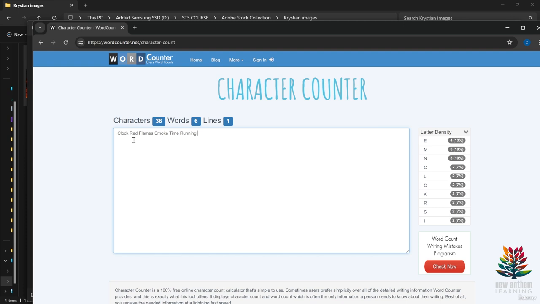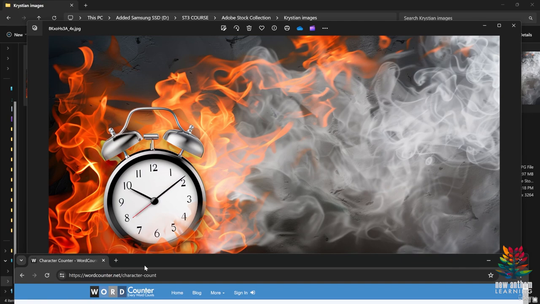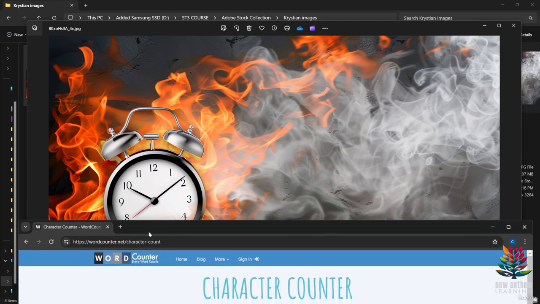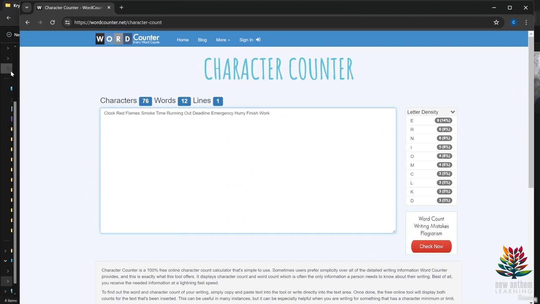time running out. That's the concept I think here is most valuable. In a deadline. Emergency, hurry, finish work. To me, that's what this image represents the most, that there's a deadline, an emergency. The clock is on fire because you've got to finish meeting a countdown or a deadline. Countdown is another word I would add here.